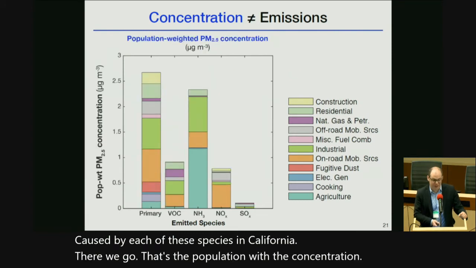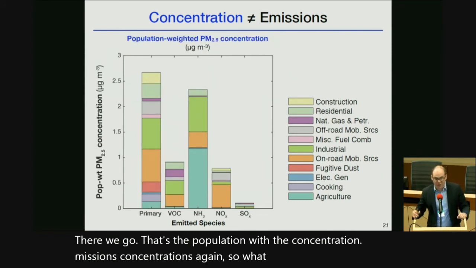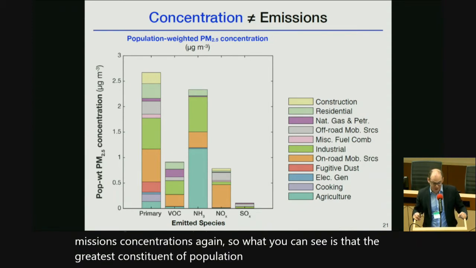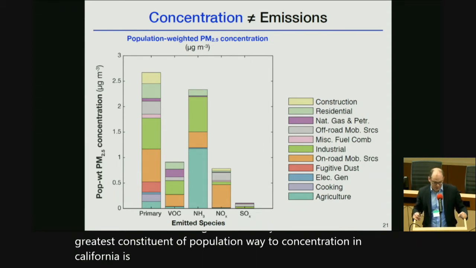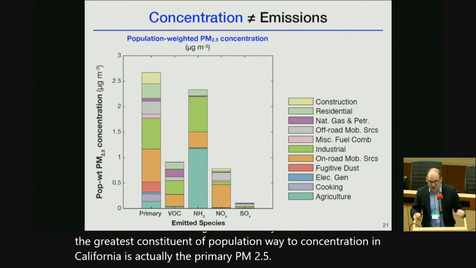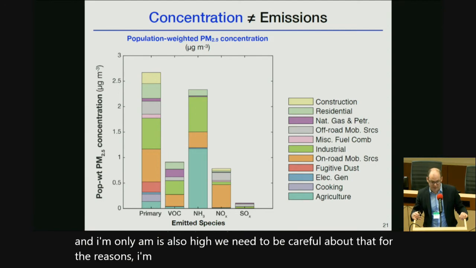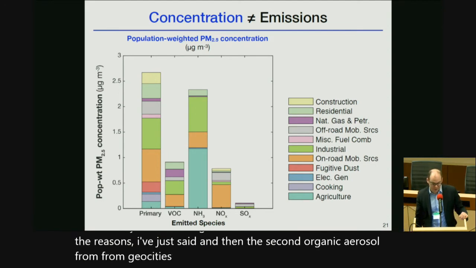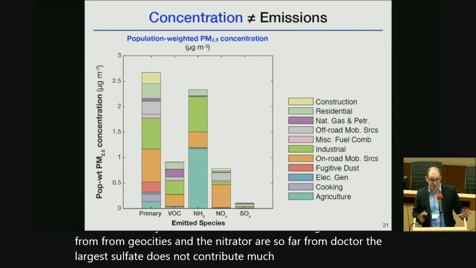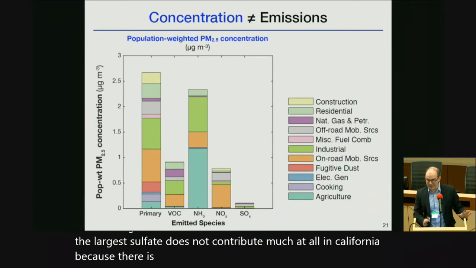Emissions, concentrations again. So what you can see is that the greatest constituent of population-weighted concentration in California is actually the primary PM2.5. And ammonium is also high. We need to be careful about that for the reasons I've just said. And then the secondary organic aerosol from VOCs and the nitrate aerosol from NOx are the largest. Sulfate does not contribute much at all in California because there is very little coal burned in California.